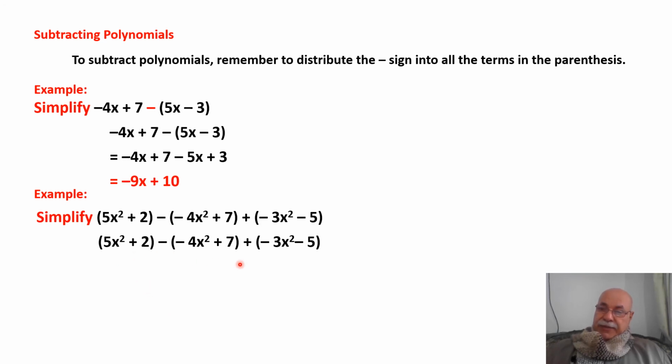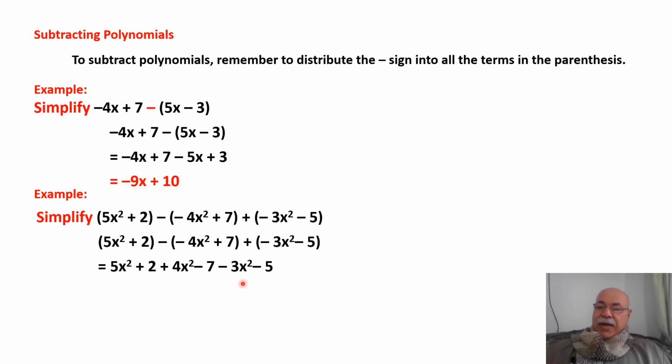I do it like this in order to get the same result. We get 5x squared plus 2, this one bracket, minus with minus has become plus 4x squared, minus times plus is minus 7, plus with minus has become minus 3x. You see? Here, please focus again with me.